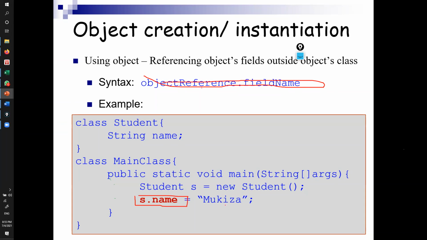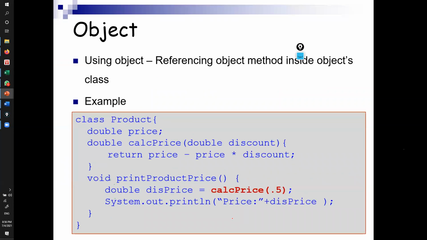So if I needed to give a name to this variable in this class, this is how I go about it. Instance, also known as object reference, dot the property name. Then I can give a value. So I'm putting a name in this variable here. We come back to this one when we do some more examples.